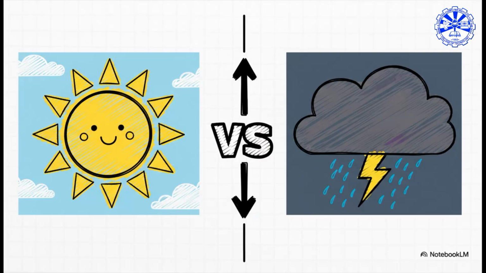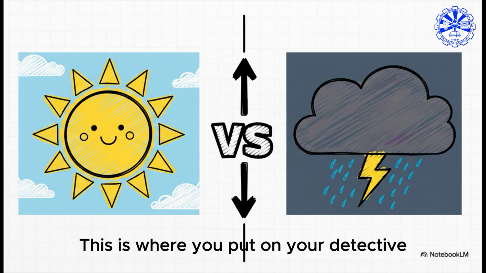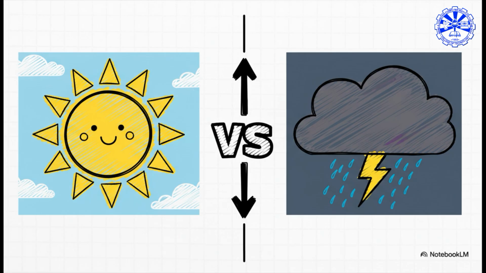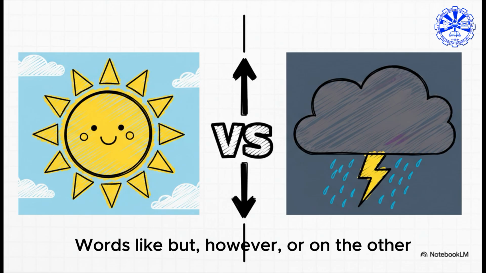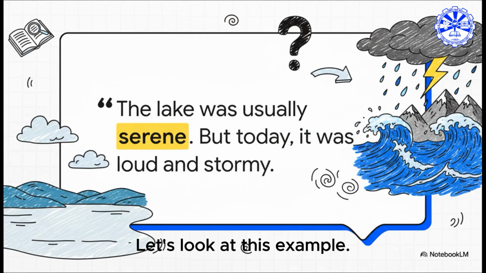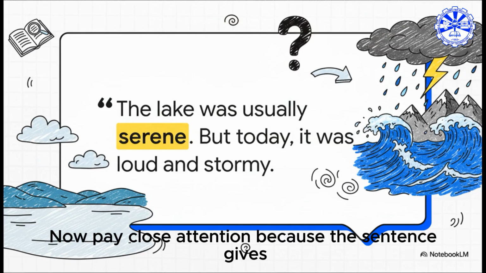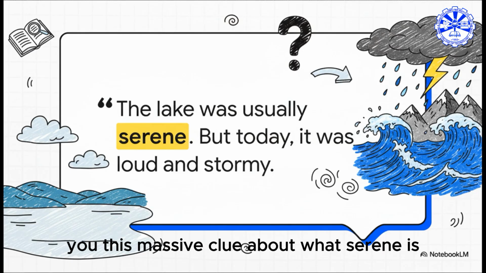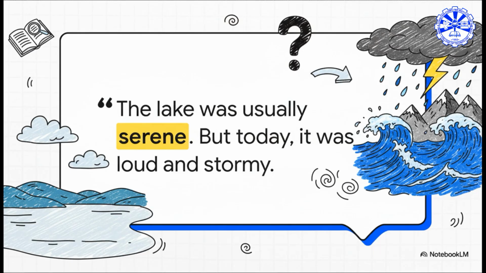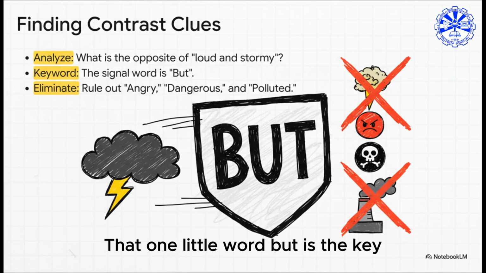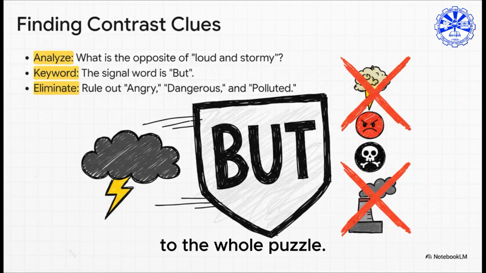That's key. Okay, on to our next clue type, and this one is a big one. It's contrast. This is where you put on your detective hat again and look for those little signal words that tell you an opposite idea is coming. Words like but, however, or on the other hand. Let's look at this example. The word we're solving for is serene. Now, pay close attention because the sentence gives you this massive clue about what serene is not. Did you catch it? That one little word, but, is the key to the whole puzzle.